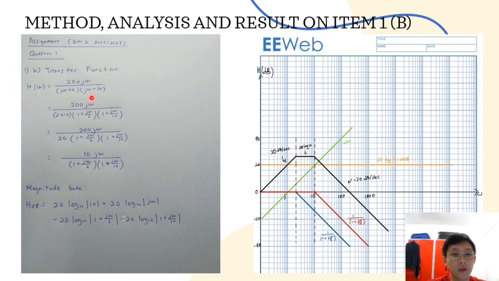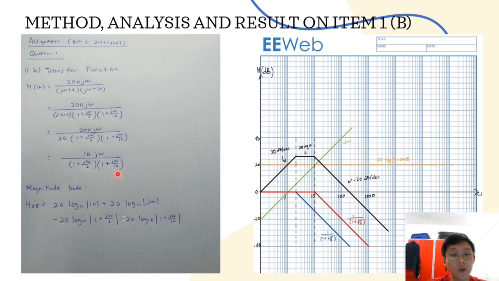First, the question given is 200 omega over bracket omega plus 2 bracket omega plus 10. After that, we need to do step-by-step equations. As you can see below here are the steps of the equation to transfer to the standard equation. At the end, we will get the standard equation, which is 10 omega over bracket 1 plus omega over 2 bracket 1 plus omega over 10.